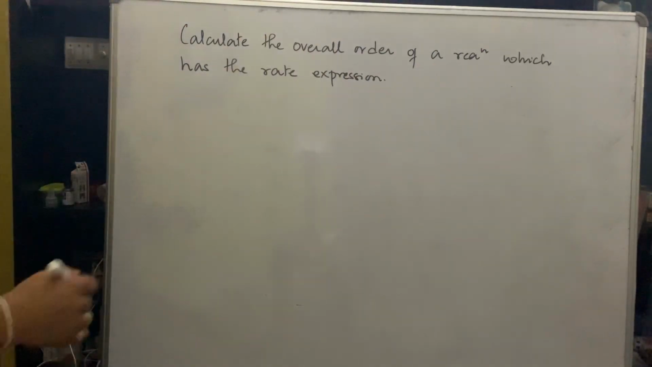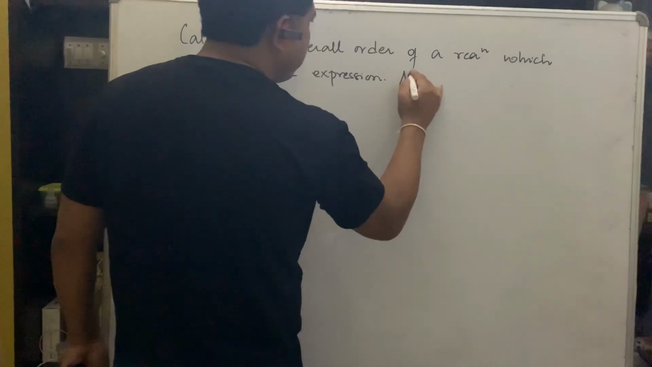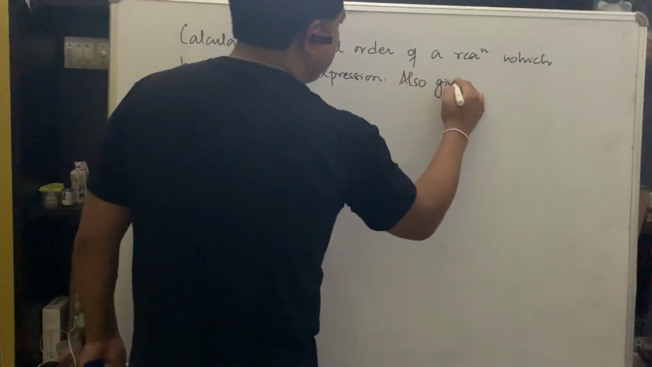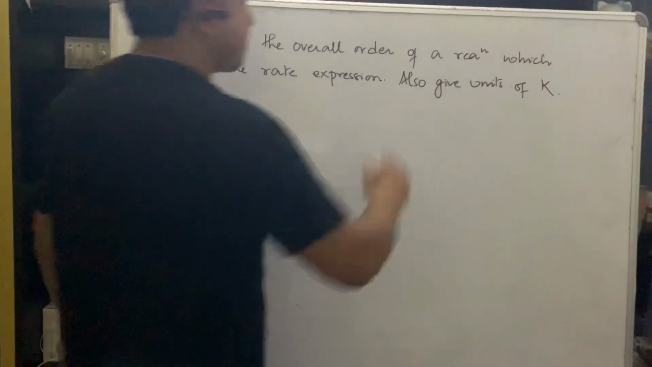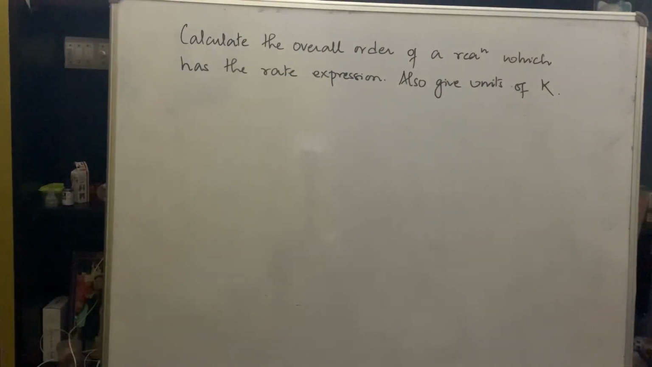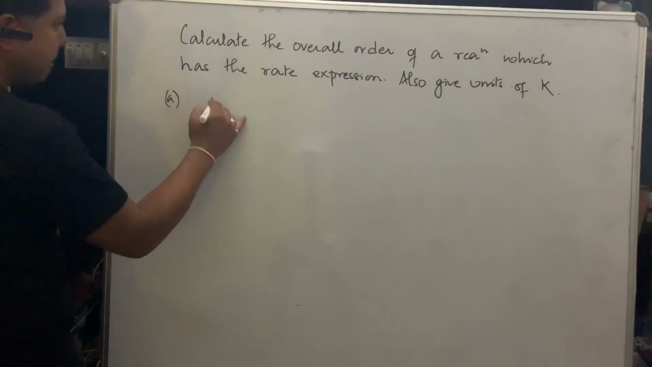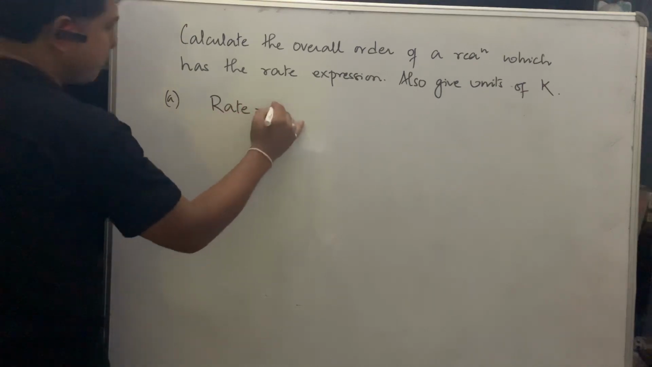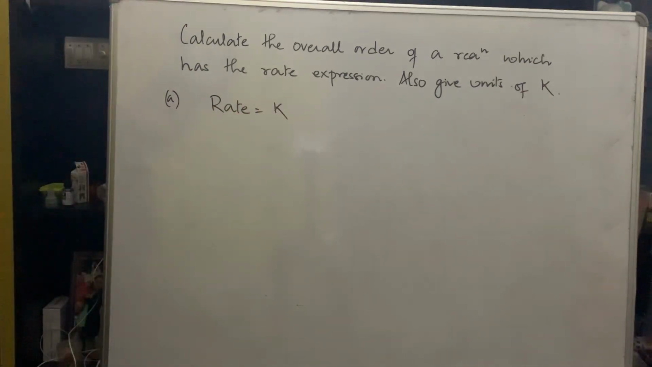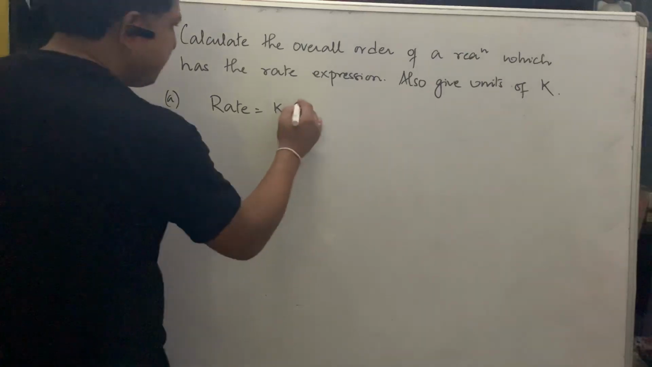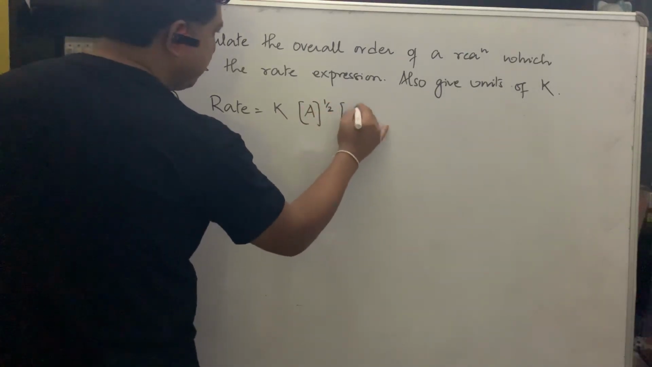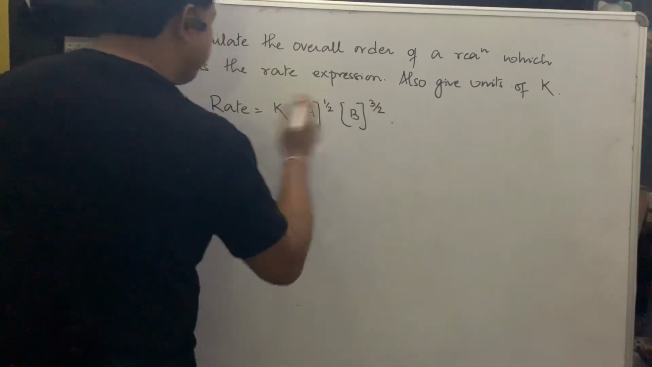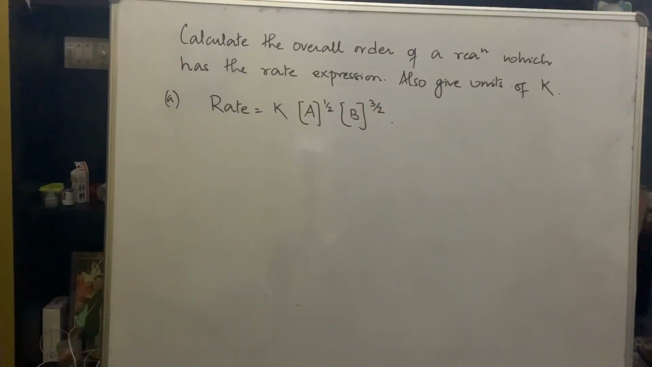Okay. So I'll just add one thing. Also give the units of rate constant K. Okay. So first one is A. So it's given rate equals K, A to the power half and B to the power 3 by 2. So this is the rate expression.